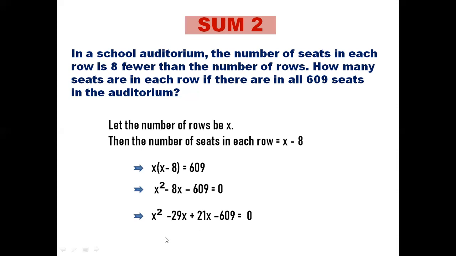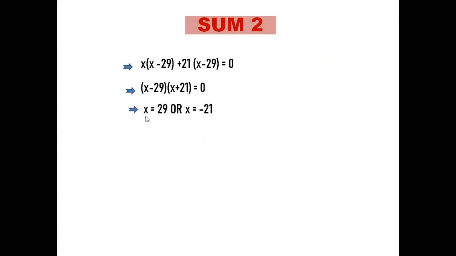Now we take out common x. So x minus 29 is common. Again, plus 21, we take out common, and x minus 29 is left, right? So we get x minus 29 and x plus 21 equals to 0. So either x minus 29 equals 0, so we get x equals 29, or x plus 21 equals 0, so we get x equals minus 21, right?